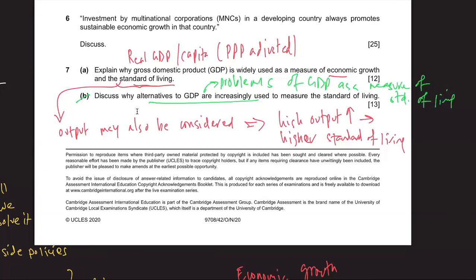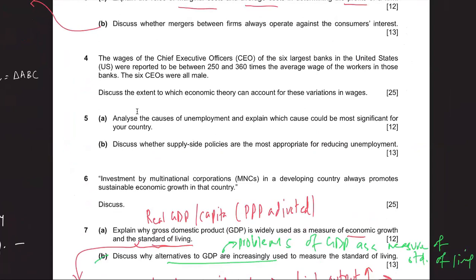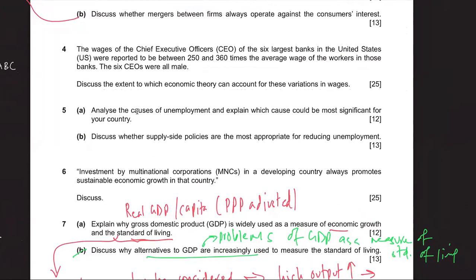Okay. Now moving on, I want to talk about the labor market question. Since somebody was asking, number 4: the wages of the chief executives, the CEOs, of the 6 largest banks in the US were reported to be between 250 and 360 times the average wage of the workers in those banks. 250 to 360 times. That's awesome. The 6 CEOs were all male. That's sad.